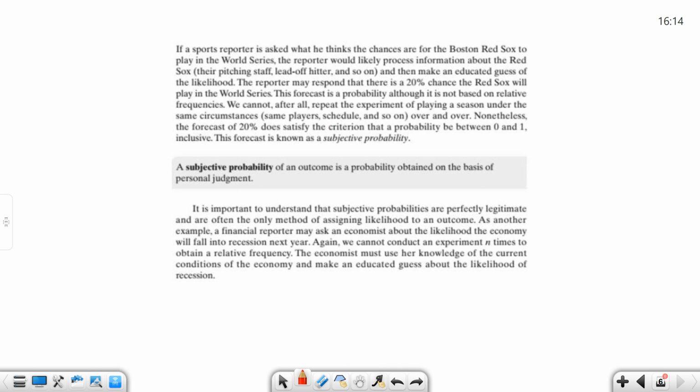I mean, it is if it comes from a sports reporter. If you just ask me what's the probability that the Red Sox play in the World Series, I don't study the Red Sox. I don't study baseball that much. I love baseball, watch it when it's played, but subjective probability, it's okay here.